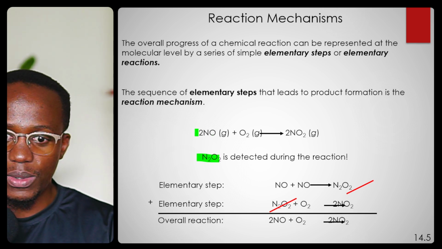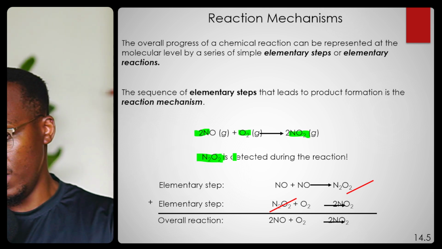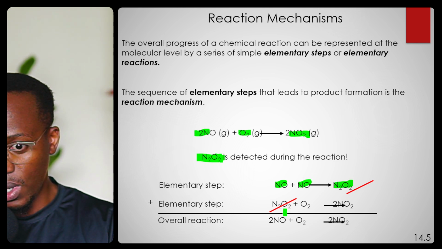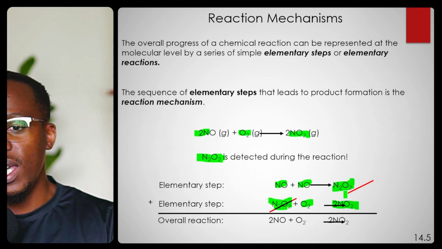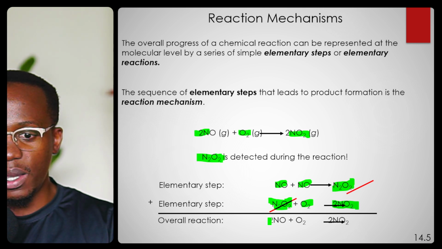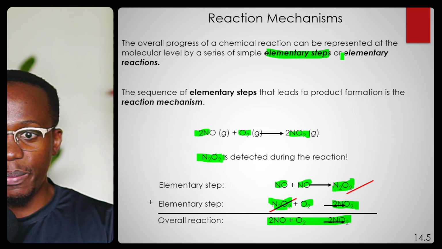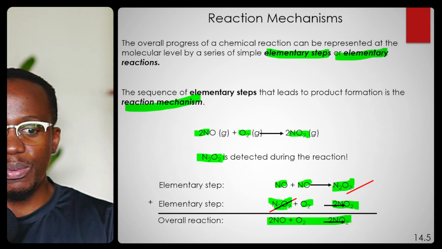Sometimes you take NO plus O2, you get NO2, but you detect N2O2. What happened? Well, two reactions happened. The first one was NO plus NO is equal to N2O2. Then the second one is N2O2 plus O2 is equal to 2NO2. But because the N2O2 being produced is being used up to give us our final reaction, N2O2 gets cancelled out. So the final reaction is still the same, but it takes two steps. These are called elementary steps, or elementary reactions, and we call this a reaction mechanism or a multi-step reaction.